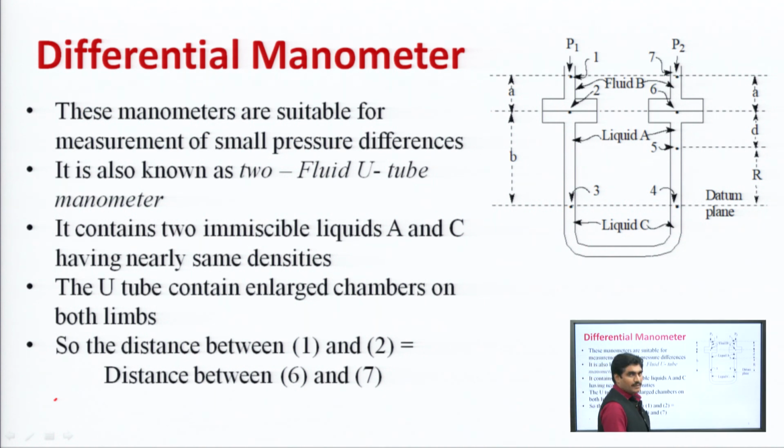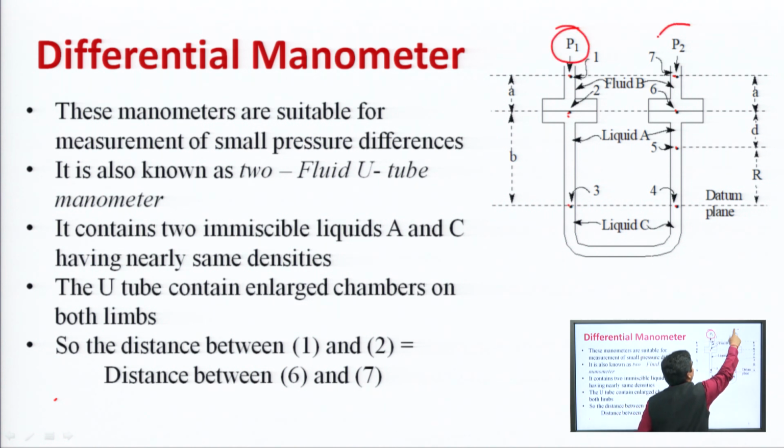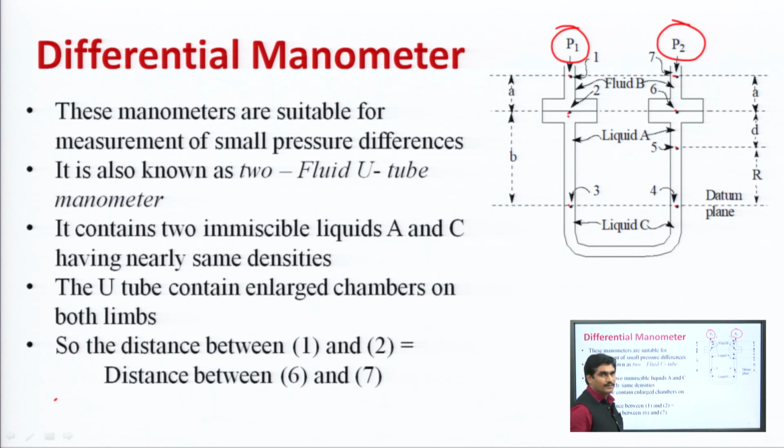Okay. Now, again let us come to the diagram. If you see this diagram, there are 7 points: point 1, 2, 3, 4, 5, 6 and 7. Same principle: at point 1 and point 7, the pressure applied is P1 and P2. So, with the help of fluids we are applying pressure P1 and P2 in both the limbs.